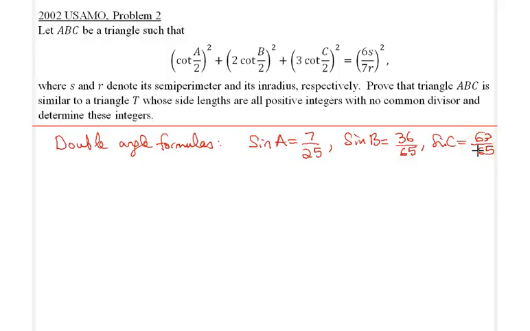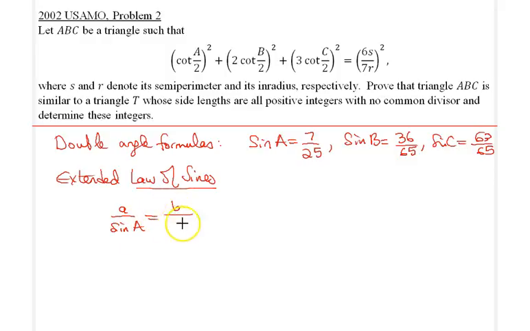Now I would like to make use of the extended law of sines. Most of us would know the formula for the law of sines, which is simply a over sine A is equal to b over sine B, which is equal to c over sine C. However, it turns out that this is also equal to 2R, where capital R is the circumradius of our triangle. So what I will do here is make these expressions look like this expression here.